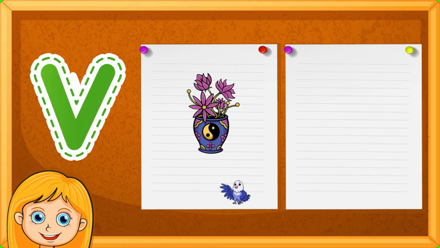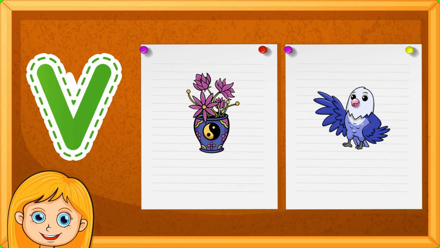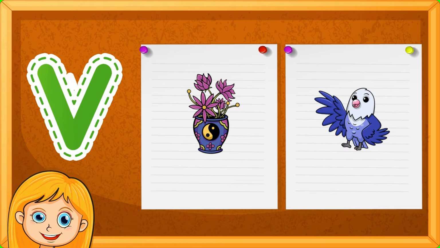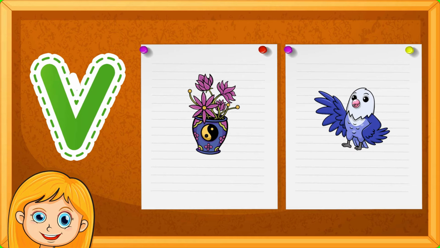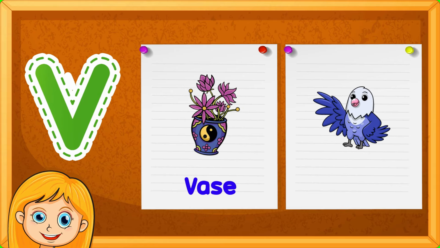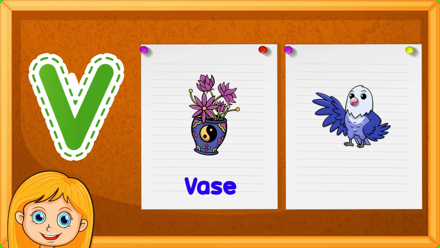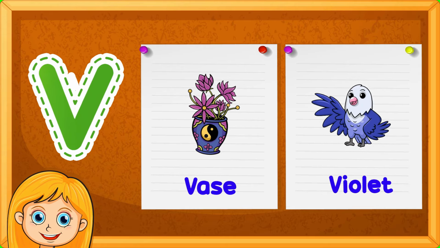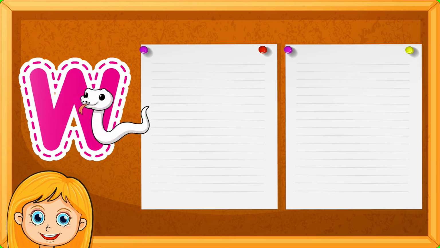V is for vase. V is for violet. V is for vase. V is for violet.